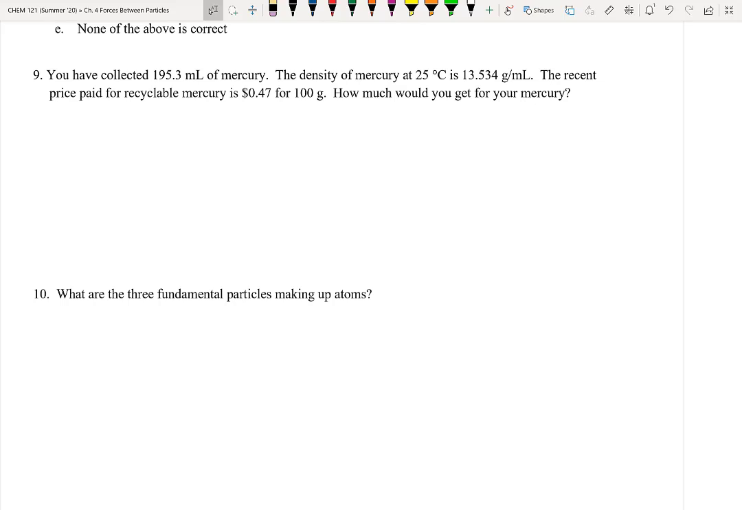But I always tell students with these problems, always start with what you have and what you know, okay? So what I immediately know I have is this amount of mercury. So I'm just going to go ahead and plug that in and we'll figure out where to go from here. So 195.3 milliliters of mercury, and the elemental symbol for mercury is Hg, so I'm just going to abbreviate it like that. So that's what I'm starting with. And I know I'm trying to figure out how much money we would get. So I'm going to have to cancel out milliliters of mercury. That's going to be my first step, is to get rid of that unit, right?